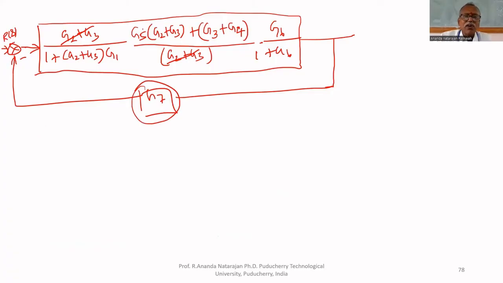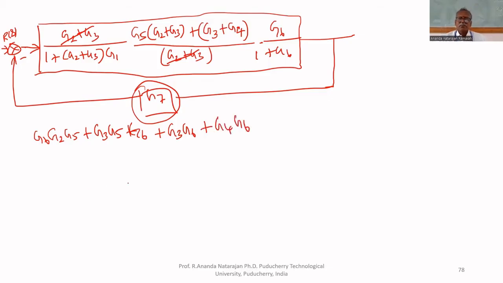So what in the numerator, forward path transfer function I am writing? G2, G5 plus G3, G5 plus G6. G6 is outside, that's why we have to multiply by G6. Then here, what you will get? G3, G6 plus G4, G6. Am I correct or not? Check whether I am correct or not. G6 is outside for all. That's why we have to multiply everything by G6.